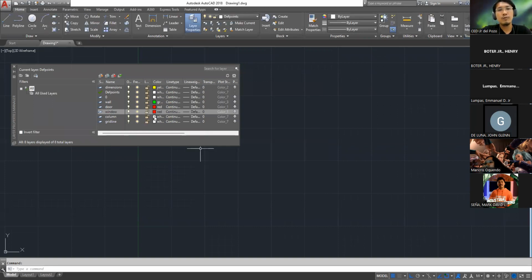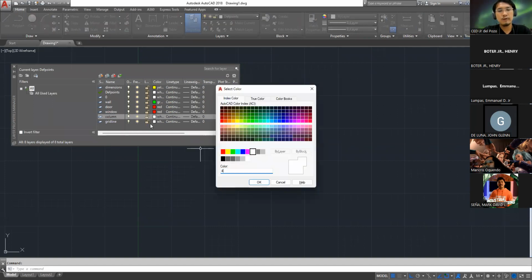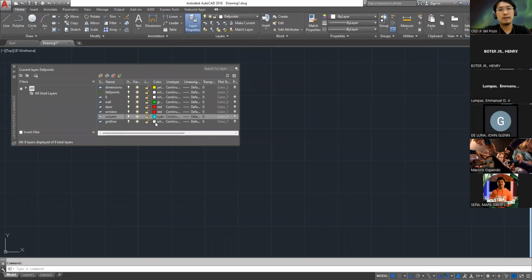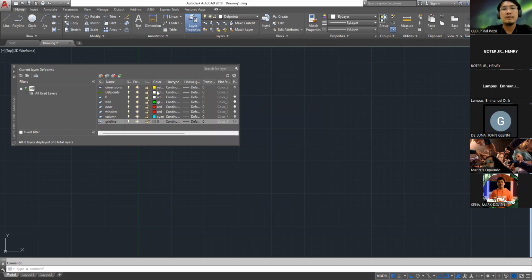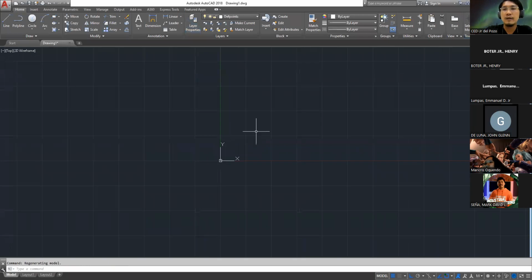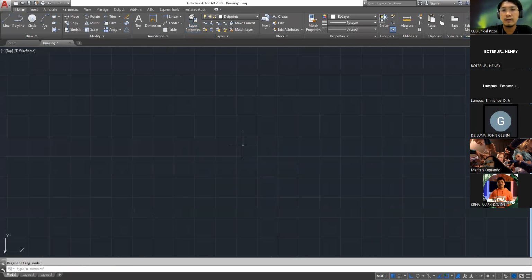For column, I put it color number 4 or cyan. And then for grid line, I color it 8 or gray. Yung dimension, I color it number 2 or yung yellow. Okay? So once you set all the layer, exit ko na to. Then we'll proceed with the foundation of the floor plan.